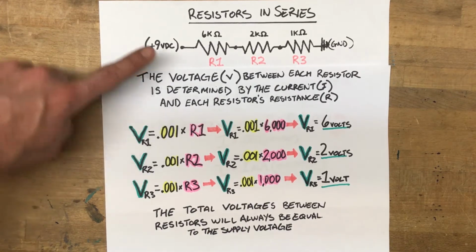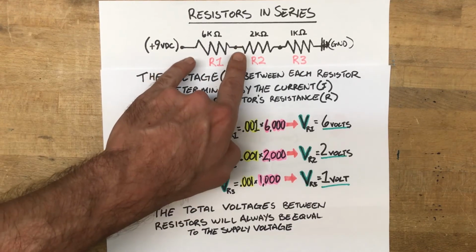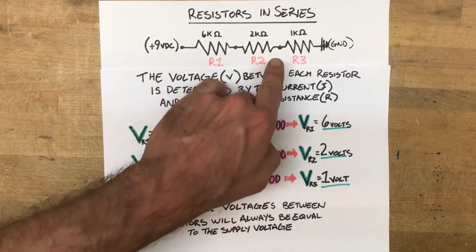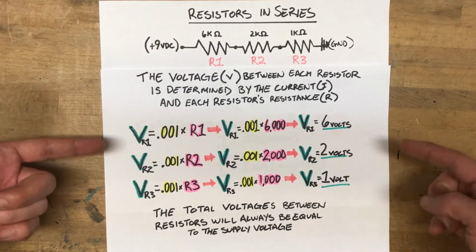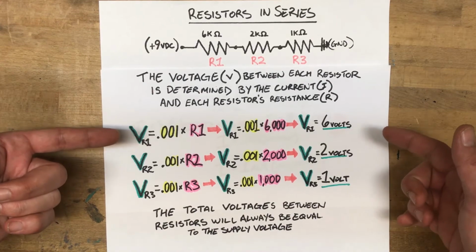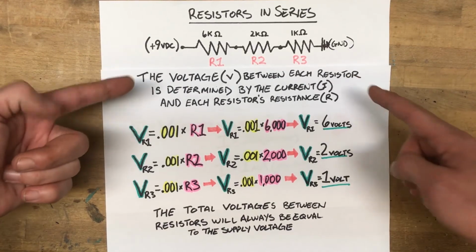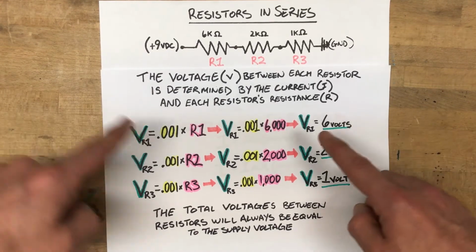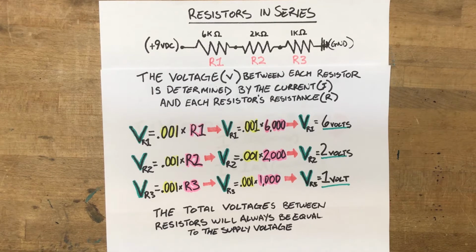So each one of these, the 6K resistor, will be sucking up 6 volts of that 9, the 2K 2 volts, and the 1K 1 volt. And you can see that relationship where the higher the resistance, the more voltage will be dropped across that resistor. And the total of each one of these voltage drops across the entire circuit will always add up to the supply voltage. So let's figure out how we can use that to our advantage with voltage dividers.